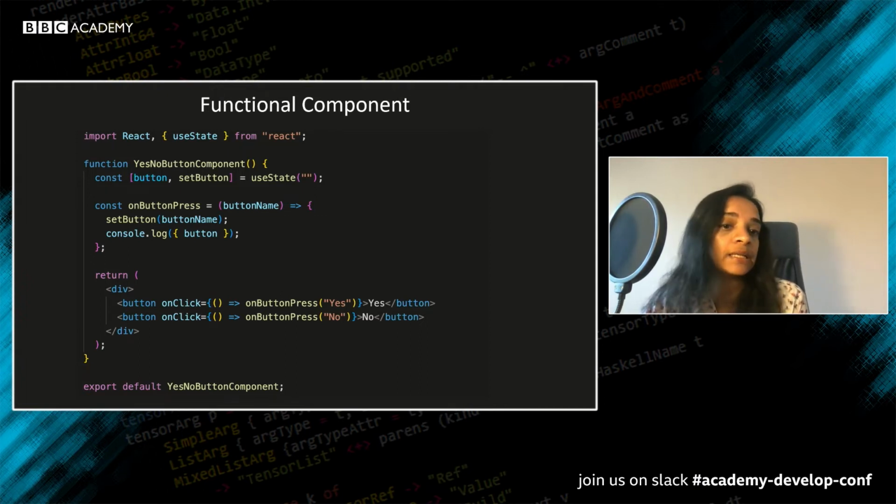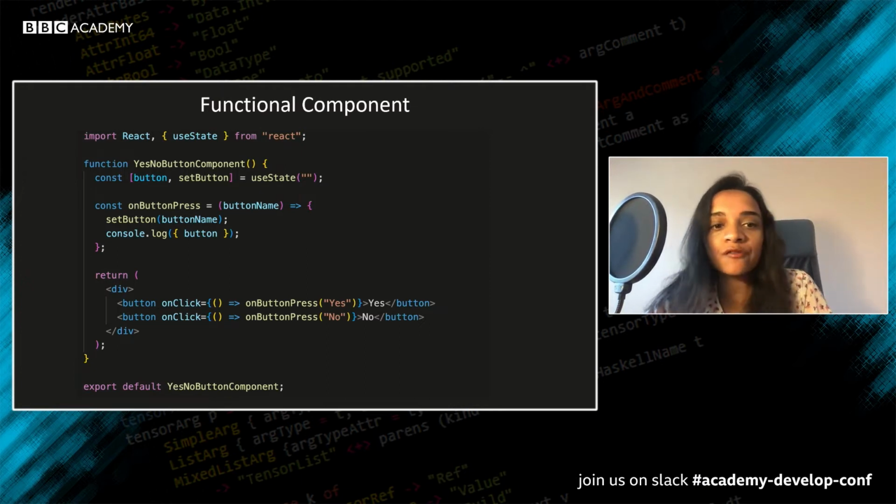It is a yes, no button component. What this essentially does is it displays two buttons, yes and no. And you can see here that we use what's called the useState. And this useState is a hook that is going to track the state. So for those of you who've used the class components, this is like this.state.